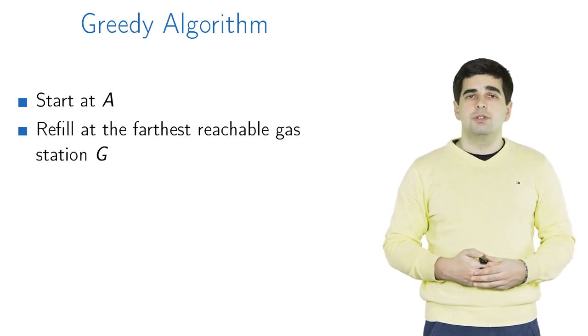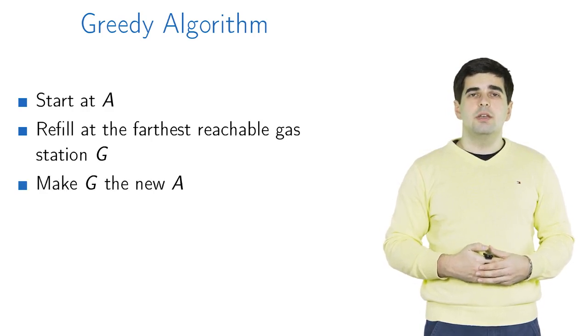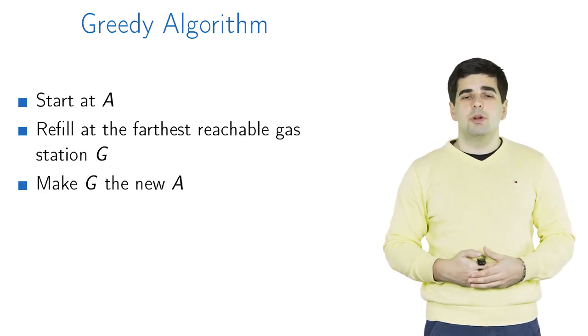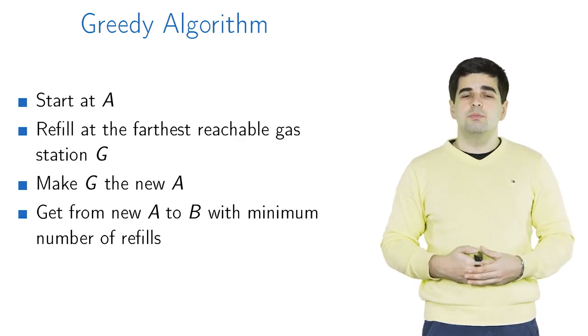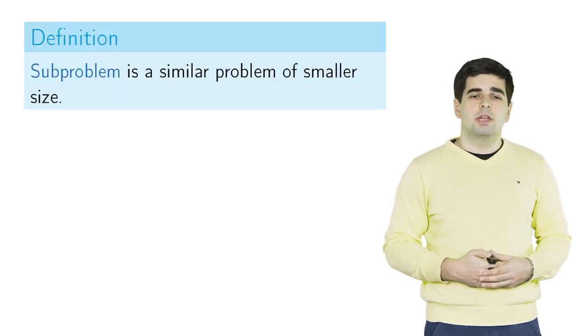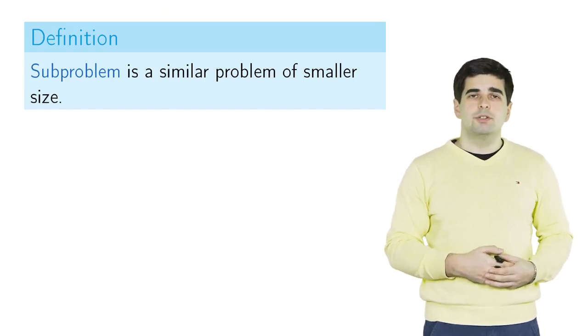And now we try to reduce this problem to a similar problem. We make G the new A, and now our problem is to get from the new A to B, again with the minimum number of refills. And by definition, a subproblem is a similar problem of smaller size.